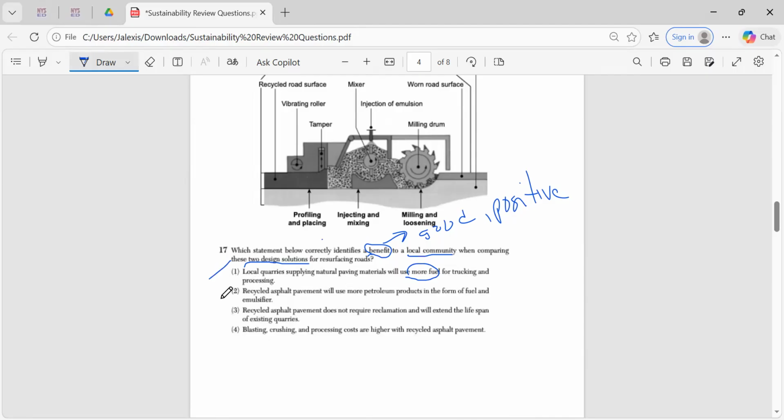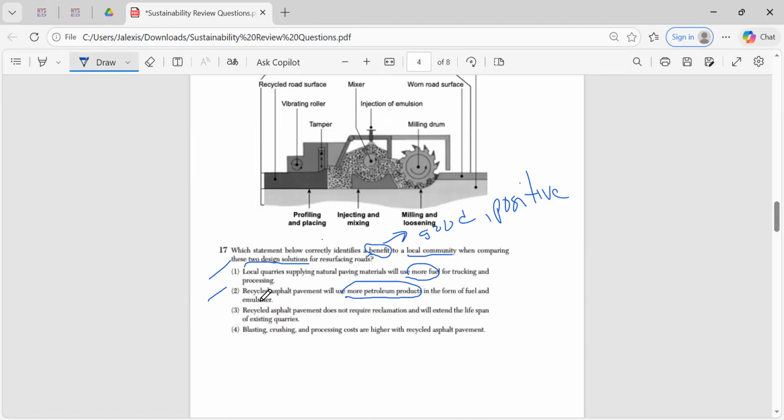Let's look at two. It says recycled asphalt pavement will use more petroleum products, using more petroleum in the form of fuel and emulsifier. If I pronounce that wrong, it's perfectly fine. But once again, we're using more. Hmm, maybe that's not a benefit. All right. Three, recycled asphalt pavement does not require reclamation. Reclamation will extend the lifespan of existing quarries.